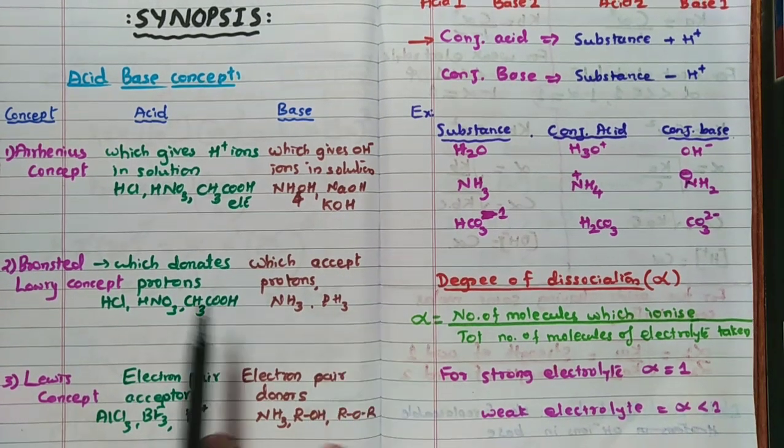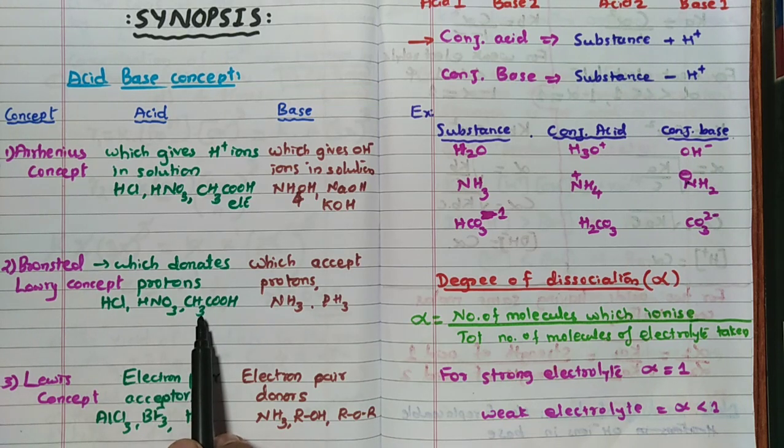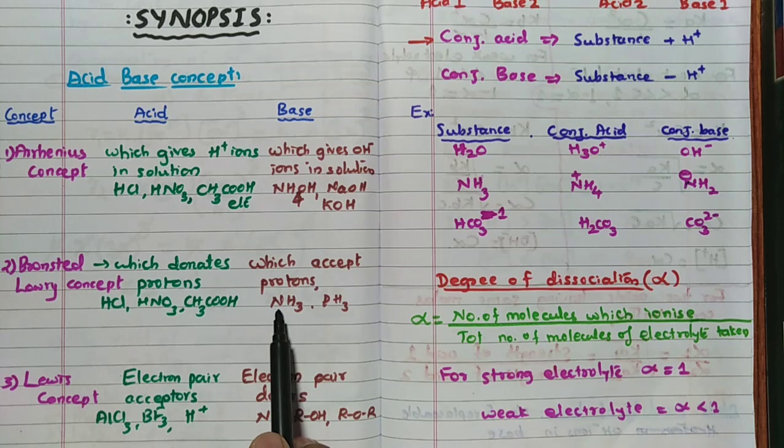Bronsted-Lowry concept: substances which donate protons are called acids, protogenic we call them. So HCl, HNO3, CH3COOH, like that. Bases are protophilic, which accept protons, remember. NH3, PH3, all these accept protons.